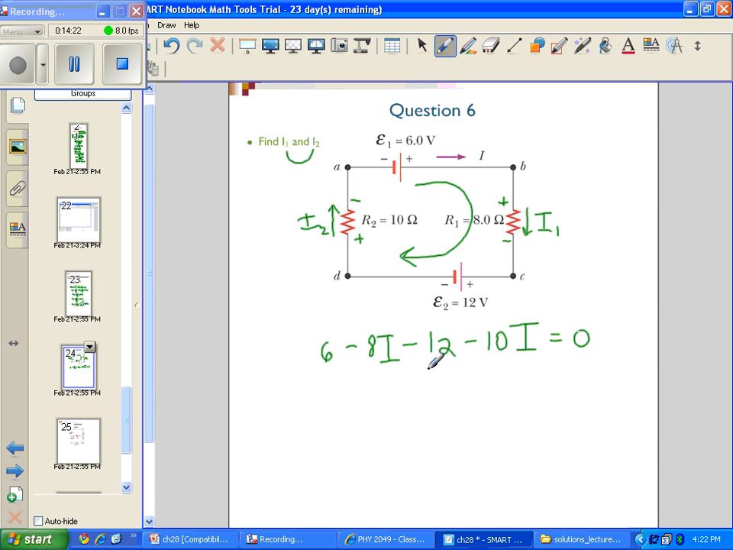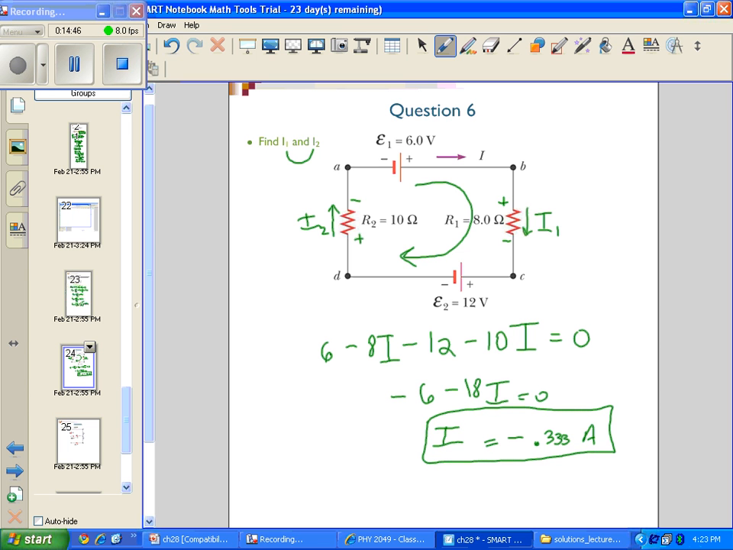Let's combine 6 minus 12 is minus 6, minus 8 minus 10 is minus 18I, set that equal to 0, and solving for I, we get 6 over negative 18, or negative 0.333 amps. What does it mean when the current is negative? Well, what it means is that the initial guess for the direction of the current was incorrect.